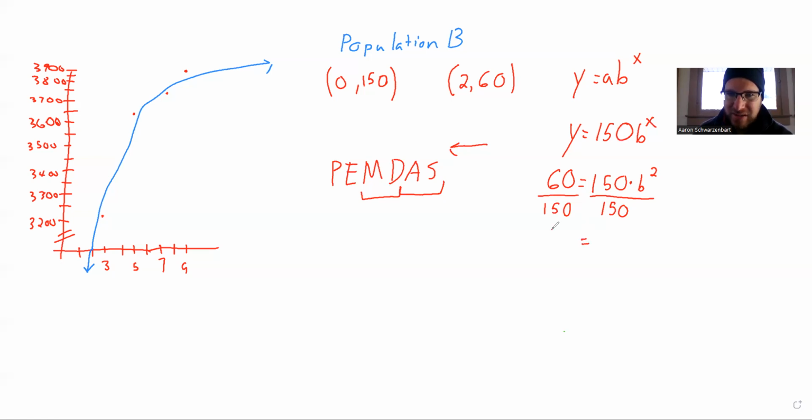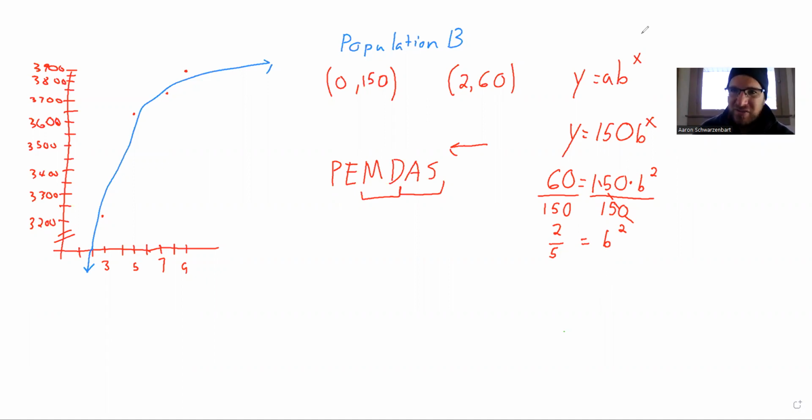I can reduce this fraction to not 3/5, 2/5, and cancel the zeros, and then 6 and 15, I can both take a 3 out of. So that gives me 2/5, and that's going to equal B squared. My 150s cancel out, and 60 over 150 is 2/5, or 0.4.